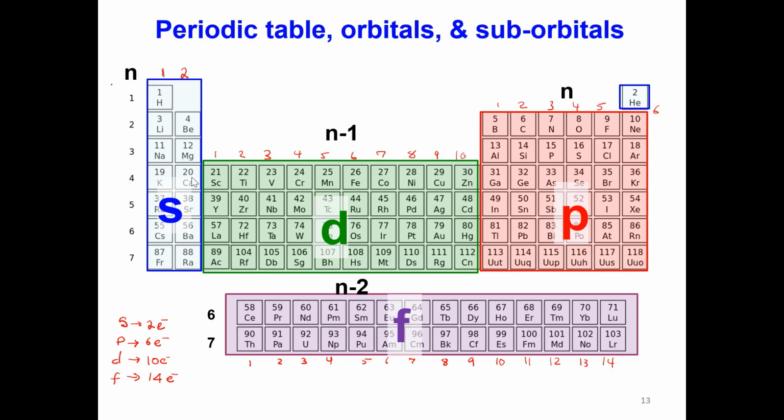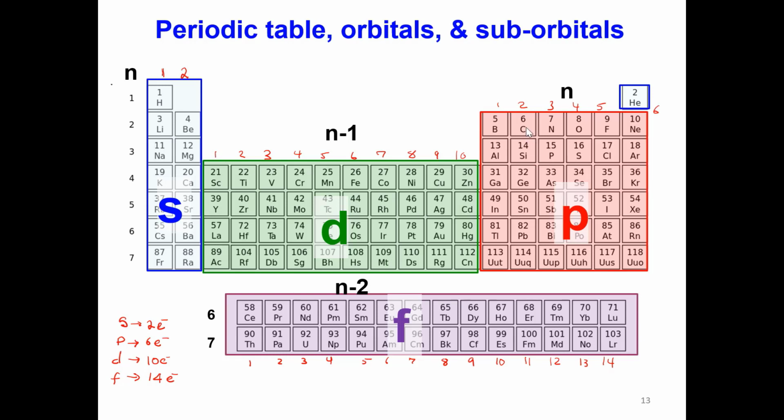For calcium, what is the outermost shell? It's in the fourth row, so it will be 4; it's in the S group, so 4S; and it's in the second column, so it will be 4S2. Then let's see the case of barium. Barium will be 6S2. Then let's see one example in the group P.